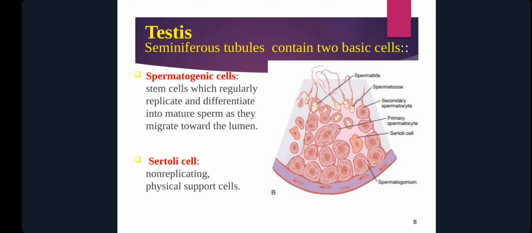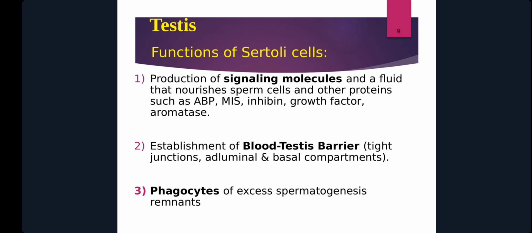It means that a small amount of Sertoli cells is produced during embryonic life, and after that Sertoli cells cannot do mitosis. It means the same Sertoli cells stay in the seminiferous tubules during the lifetime of the male. There are 3 duties of Sertoli cells. The first one is production of signaling molecules and a fluid that nourishes sperm, and other proteins such as androgen binding protein, abbreviated as ABP, Mullerian inhibiting substance, growth hormone, inhibin, and the aromatase enzyme. You know the aromatase enzyme can convert testosterone into estradiol.